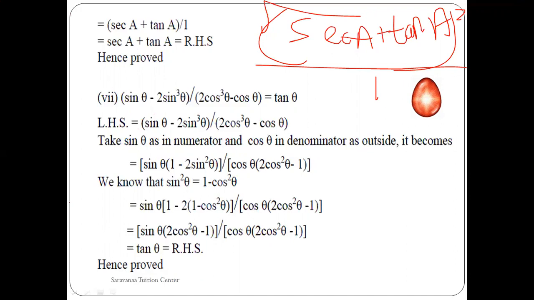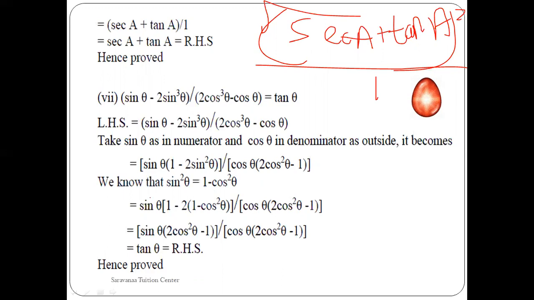Next, 7th question. (Sin theta minus 2 sin cube theta) by (2 cos cube theta minus cos theta) equals tan theta. Take the LHS. Sin theta minus 2 sin cube theta by 2 cos cube theta minus cos theta. Take sin theta in the numerator and cos theta in the denominator as common outside. It becomes sin theta into (1 minus 2 sin square theta) by cos theta into (2 cos square theta minus 1). Sin theta by cos theta is tan theta. You need to keep that like that.